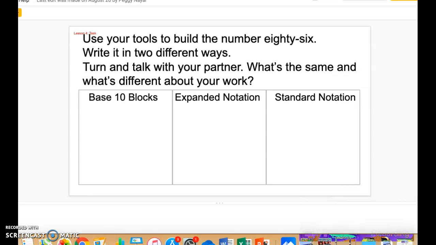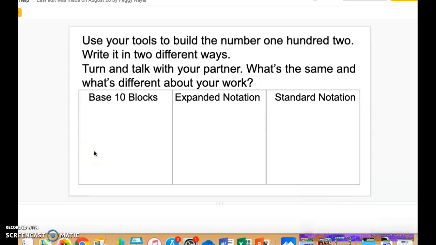Okay, now I'm going to erase and we're going to do another example. And this example is going to go into the hundreds place. So if it's going into the hundreds place, we're going to need our flats as well. So we are going to build the number 102. I'm going to write that in standard notation first. 102. Okay?